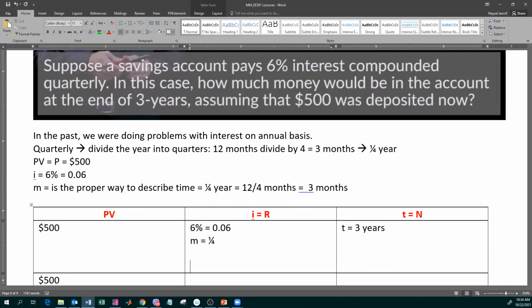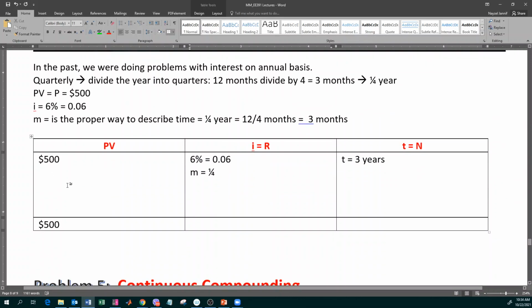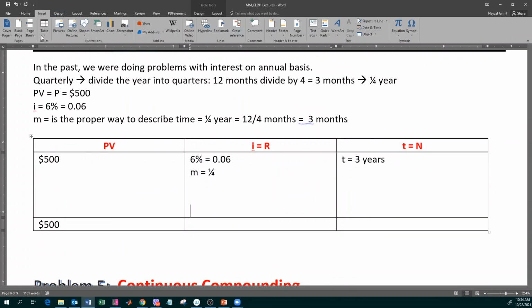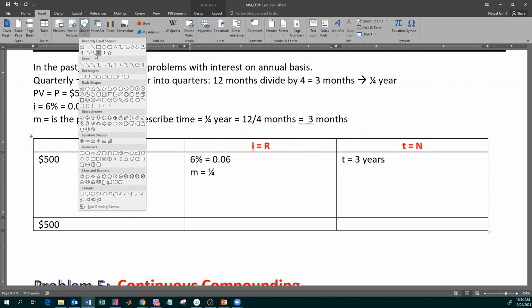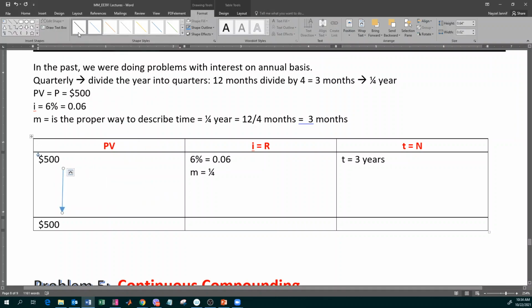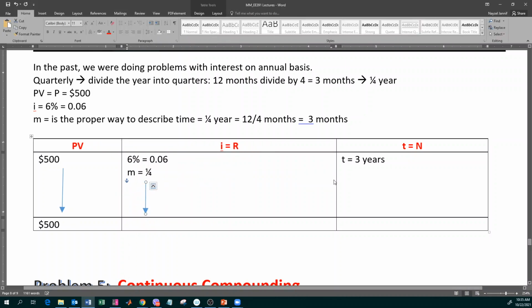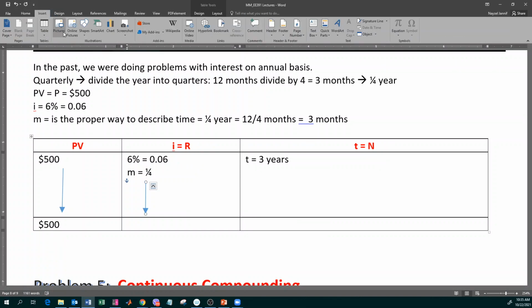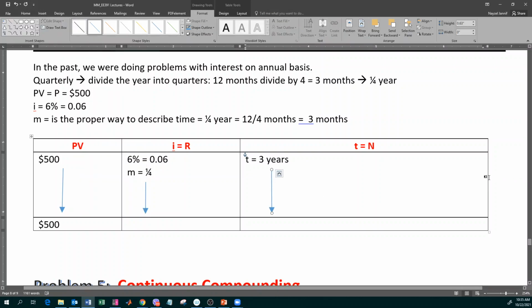maybe the way to do it, guys, is, let me just give it some space. I'm going to draw an arrow. And this will become this thing here, $500, and this becomes this.